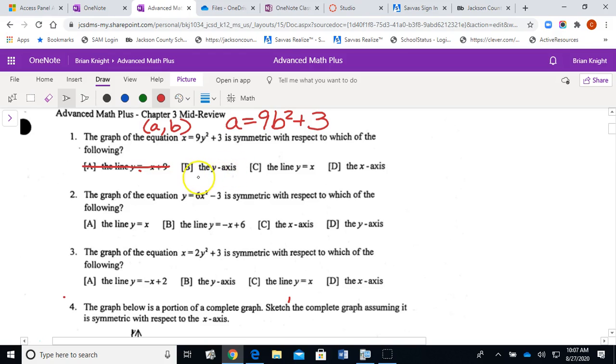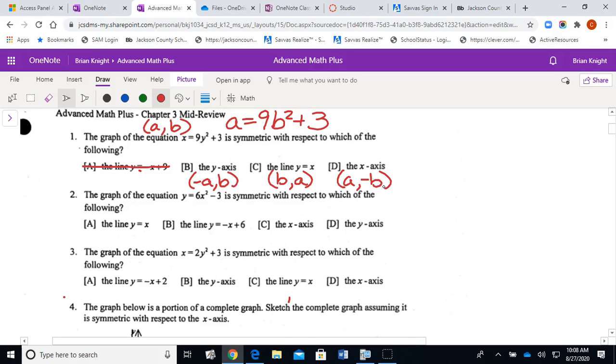So when you're trying to do the y-axis, you plug in negative a and b. When you're trying to do the y equals x line, you switch them and plug in b for x and a for y. And when you're testing the x-axis, you plug in a for x and negative b for y, okay? And plug those in and see which one gives you a equals 9b squared plus 3.